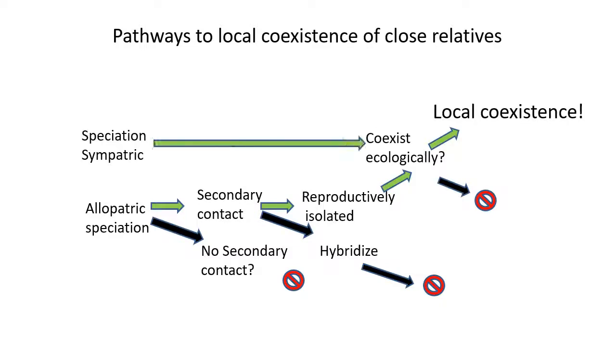And for sympatric speciation, well, we bypass a lot of those intermediate steps, but there's still the coexist ecologically that's going to be critically important.